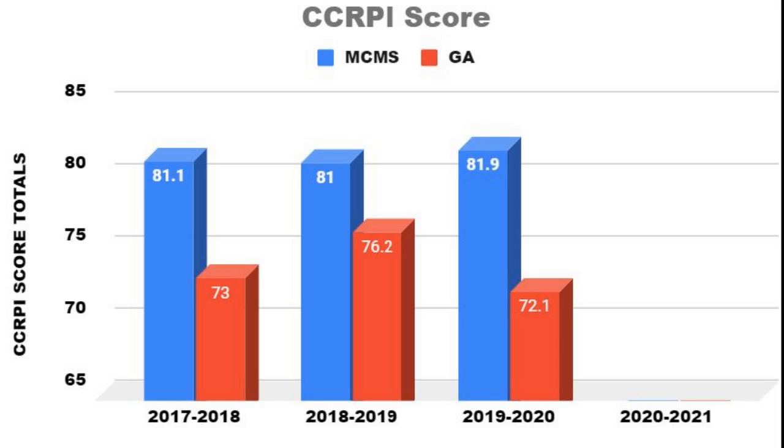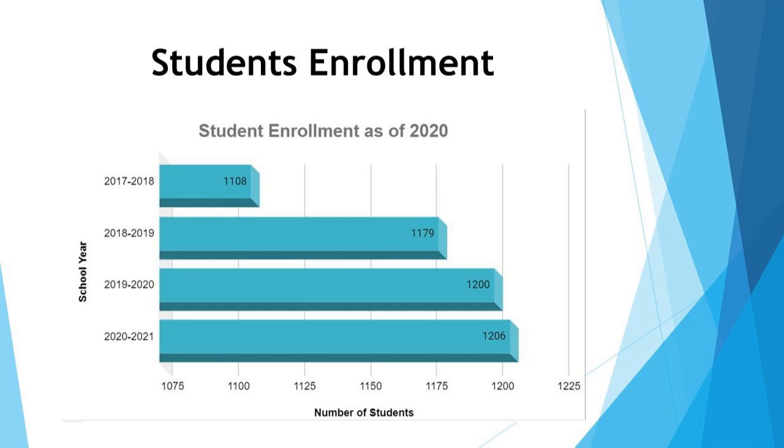As we can see from the data, Madison County Middle School was significantly higher in CCRPI score compared to the state, fluctuating in the low 80s compared to the state, which was mainly in the low 70s. Over the next 4 slides, we will look at student enrollment from the total population drilled down to subgroups.